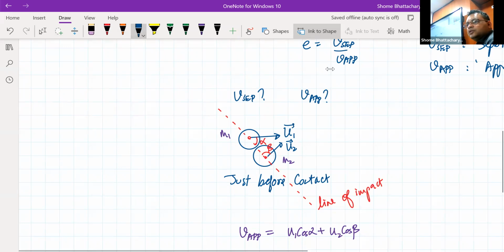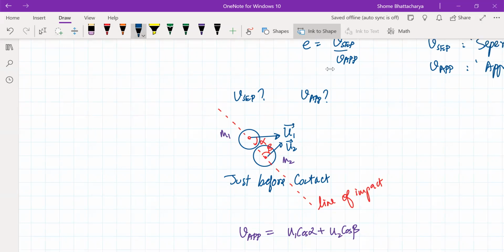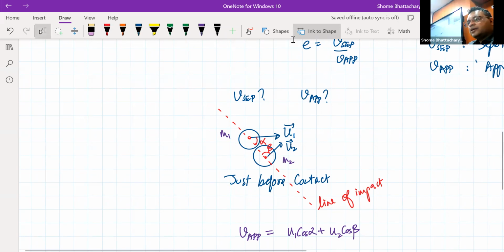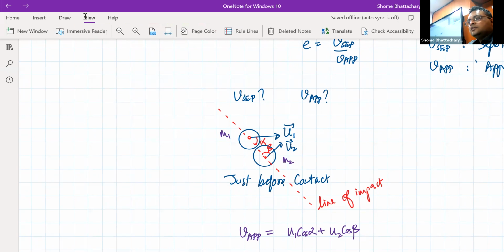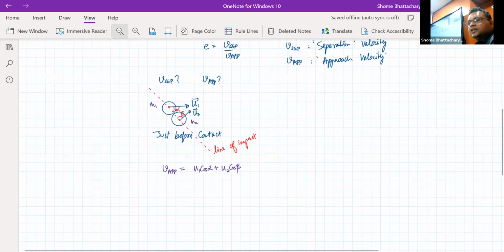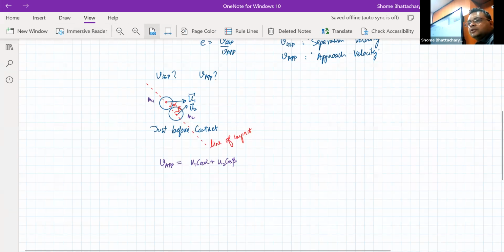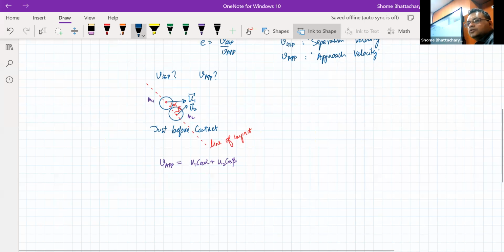So to calculate separation velocity now, you have to redraw the diagram of what is happening just after impact. That is, the velocities are v1 and v2 in that case. So then you have to understand the components of v1 and v2 along the line joining, but in which direction? Away from each other, not towards each other, but away from each other. Okay. So now you look at just after impact.